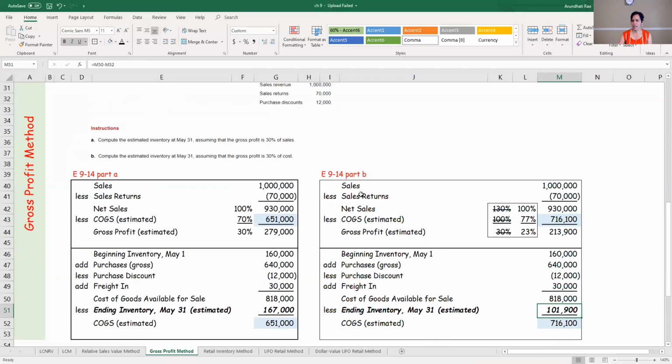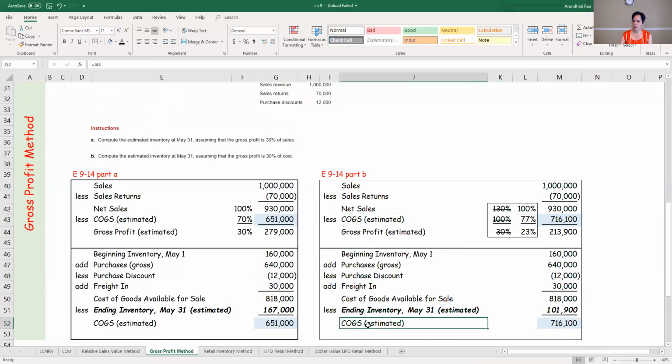So once again, net sales less cost of goods sold gives you gross profit. And over here, beginning inventory plus net purchases gives you cost of goods available for sale. Cost of goods available for sale less ending inventory gives you cost of goods sold. If I can come up with the estimated cost of goods sold, I can plug the number in over here and get the final number that I want, the ending inventory.